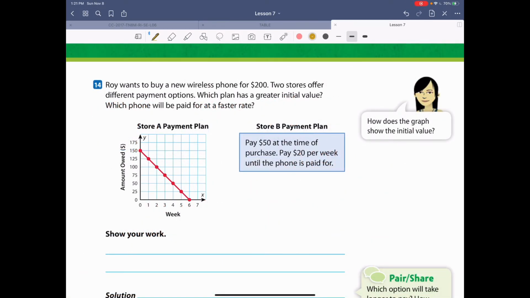Number 14, Roy wants to buy a new wireless phone for $200. Two stores offer different payment options. Which plan has a greater initial value? Which phone will be paid for at a faster rate? So if we look at the starting output or initial value for store A on the graph, we have it at $150, but the phone costs $200. So that means Roy's already paid $50 originally.